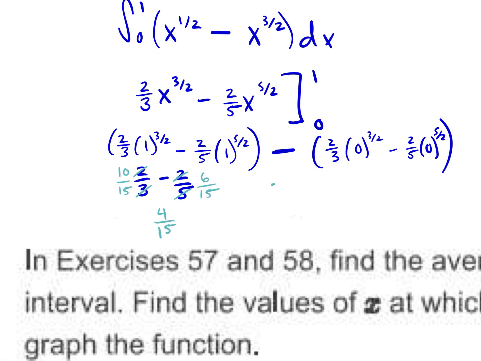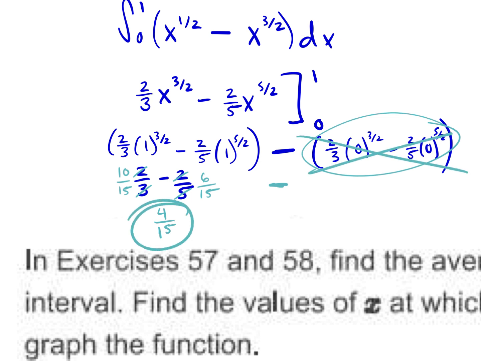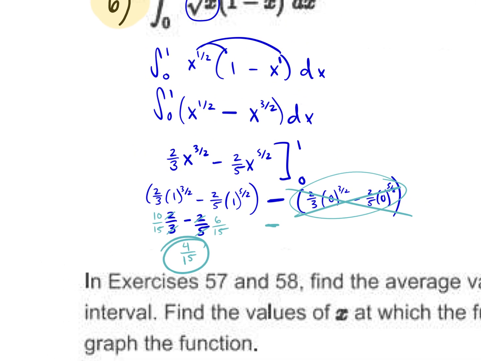Then minus, what would we get here? 0. So what would our answer be? 4 over 15. Perfect. Great job.